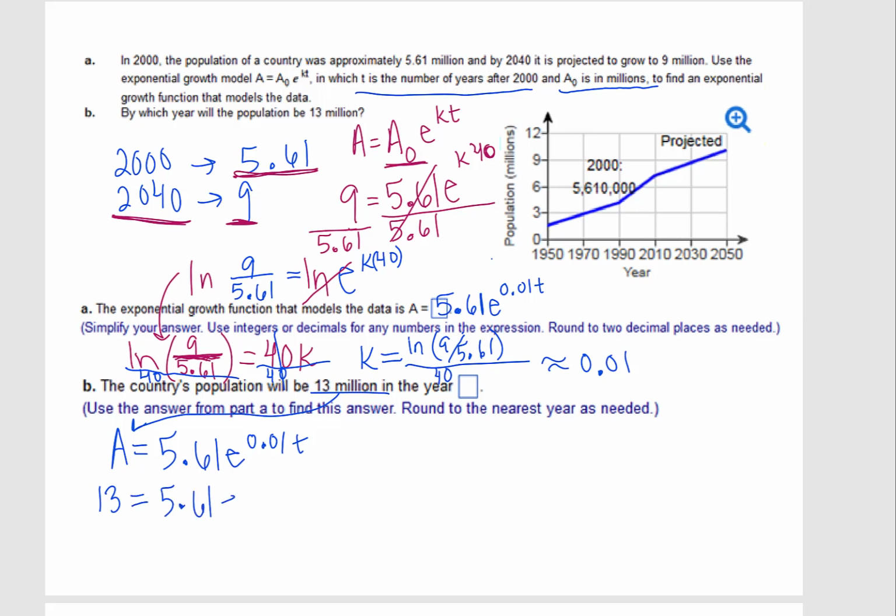So plug in for A. And now I'm solving for T. Now this is different than part A because I was solving for K and I was able to put in T because they gave me the time, or how many years passed after 2000, and they also gave me what the population was going to be in 2040. So I was able to solve for K. I have K now, right? Now they're telling me, look, the population will be this much, but what will the year be? So really understanding what they're asking you for is part of definitely the struggle of word problems, right? If you don't know what they're asking for, it's very challenging to even know where to start.